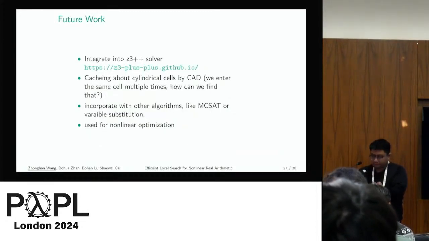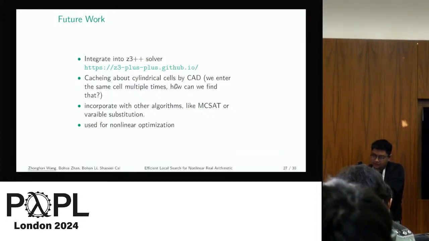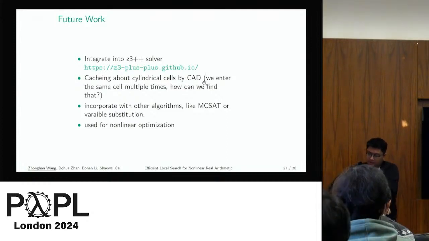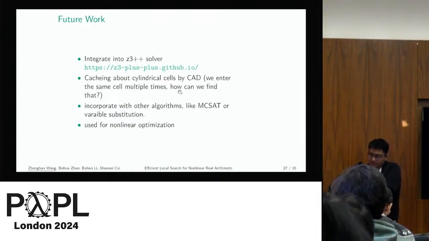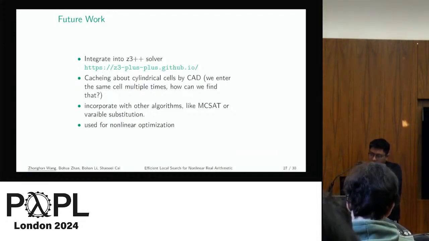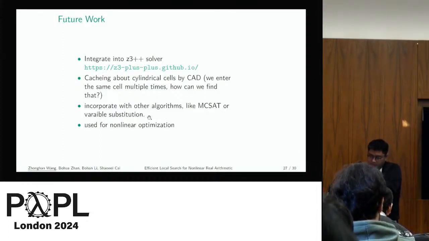Here are some future work. The first one is about caching cylindrical cells by CAD. In current existing local search in nonlinear real arithmetic, we usually operate moves on variables, not on cells. And usually we enter the same cell multiple times, so how can we avoid visiting the same cell repeatedly? The second one is that we should incorporate other algorithms like MCSAT or some other complete algorithms. And the final one is that we plan to introduce this algorithm for nonlinear optimization.